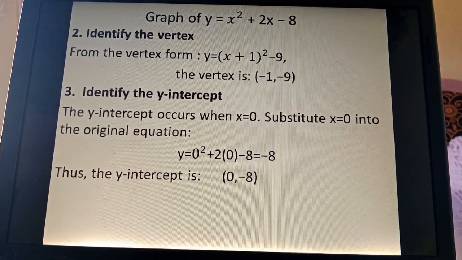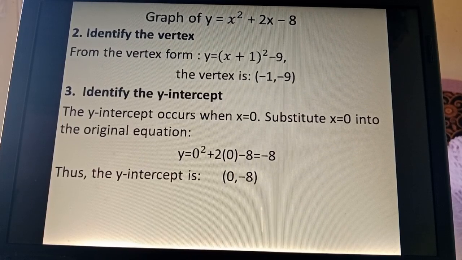3, identify the y-intercept. The y-intercept occurs when x equals 0. Substitute x equals 0 into the original equation. You get y equals 0 squared plus 2 times 0 minus 8, which is equal to negative 8, and therefore the y-intercept is (0, negative 8).